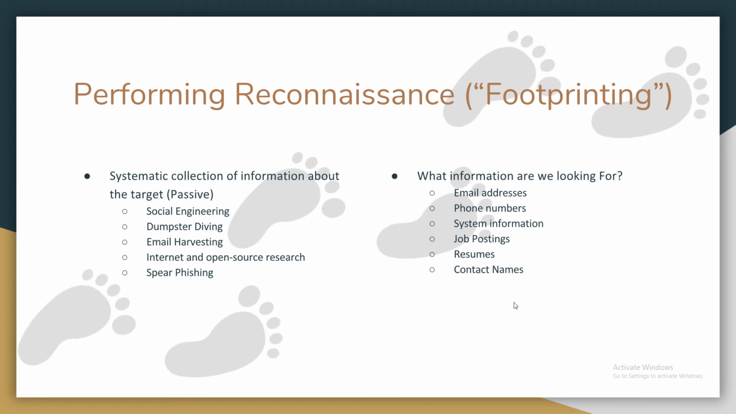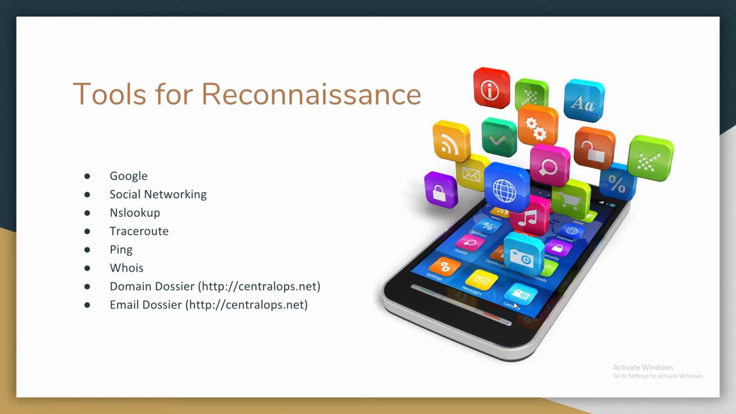So once you find those, you can start narrowing down what aspects to attack later on. Some of the tools we'd use for reconnaissance are Googling. You can also use social networking to see who works at the company, what they do, and seeing if that's an access point for you. You can also use NSLOOKUP, traceroute, or ping to identify some of the systems part of that network.